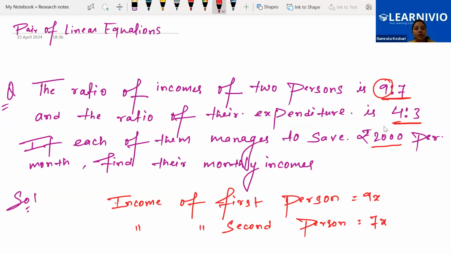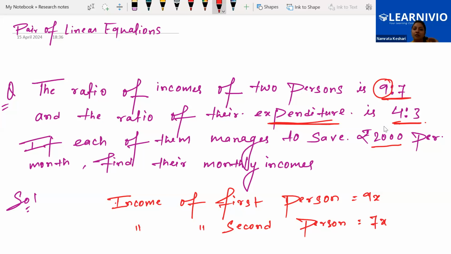Now, the ratio of the expenditure, the spending part, is 4:3. So here also we need to take a variable. But be careful, we are not going to take the same variable. Here we cannot say that 4x is the first person's expenditure and 3x is the second person's expenditure. No, we need to take another variable. Because 9:7 and 4:3 are completely different ratios. When reduced, we would definitely have different numbers or maybe the same number. We don't know about that.